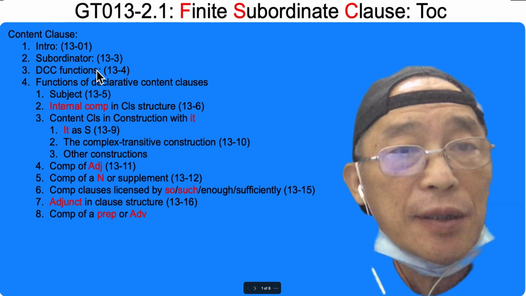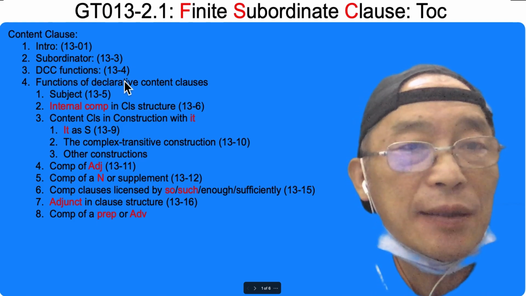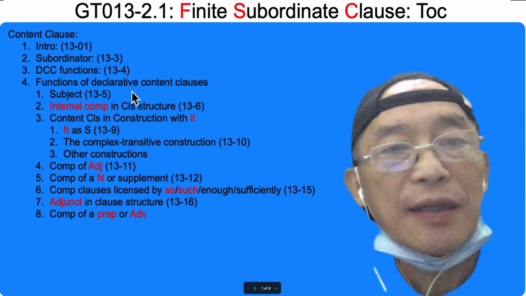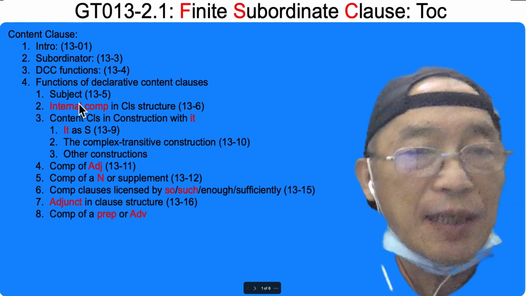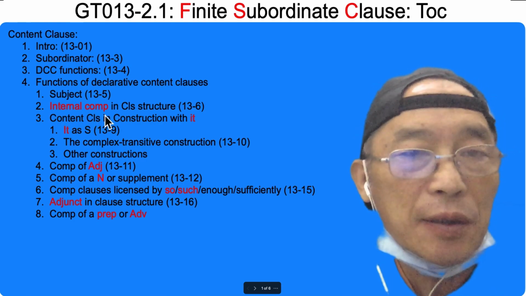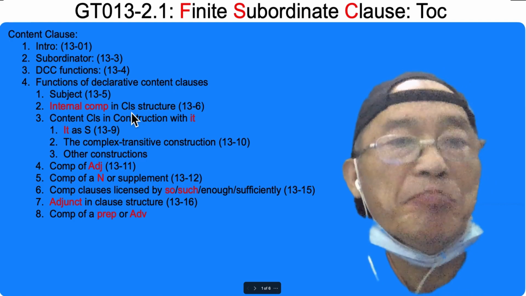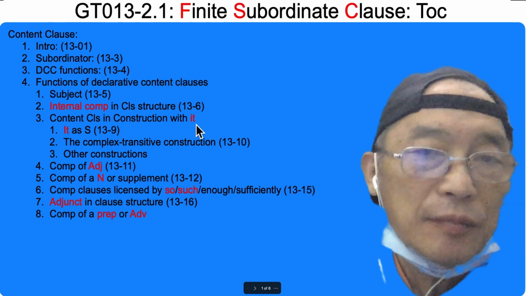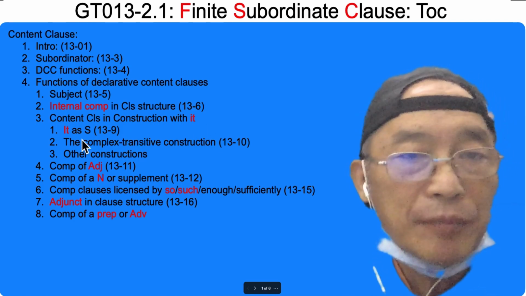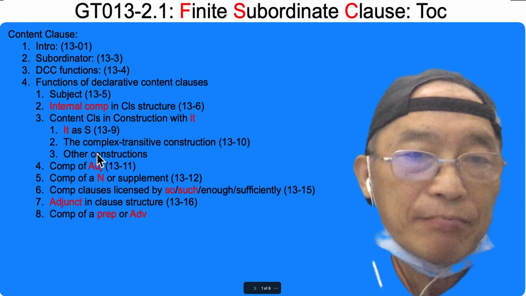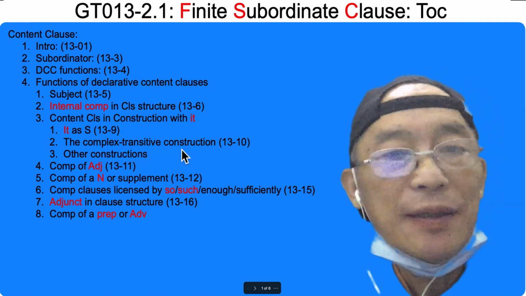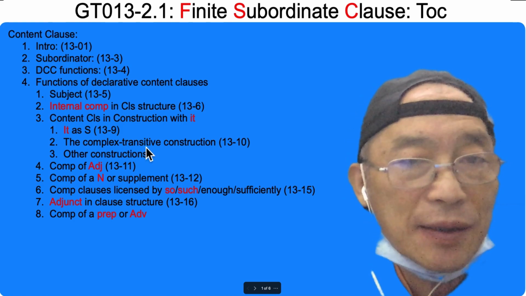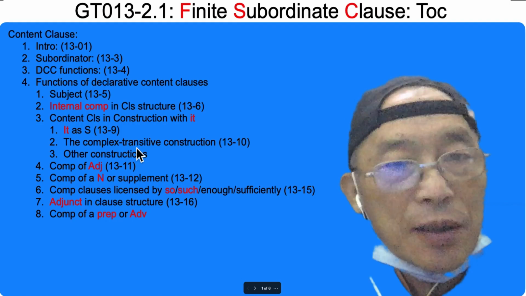An introduction, and then we'll talk about subordinator, and then declarative content clause, and functions of declarative content clause. It can be a subject or internal complement in a clause. Content clause in construction with it, impersonal it as subject, complex transitive construction. Complex transitive is the same as copular transitive.